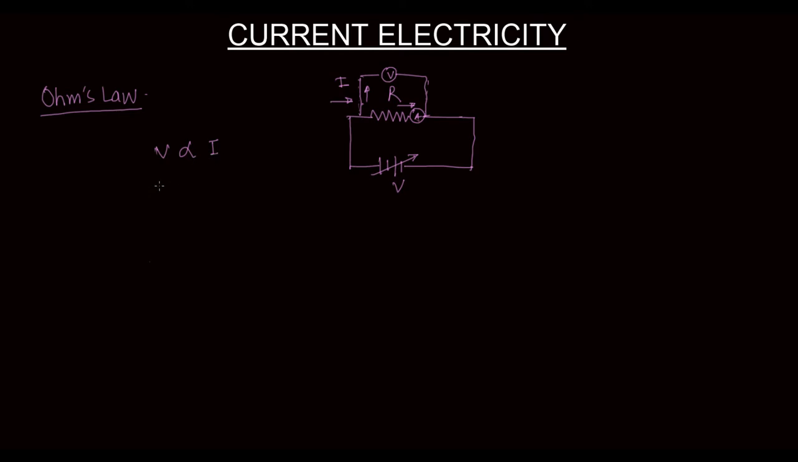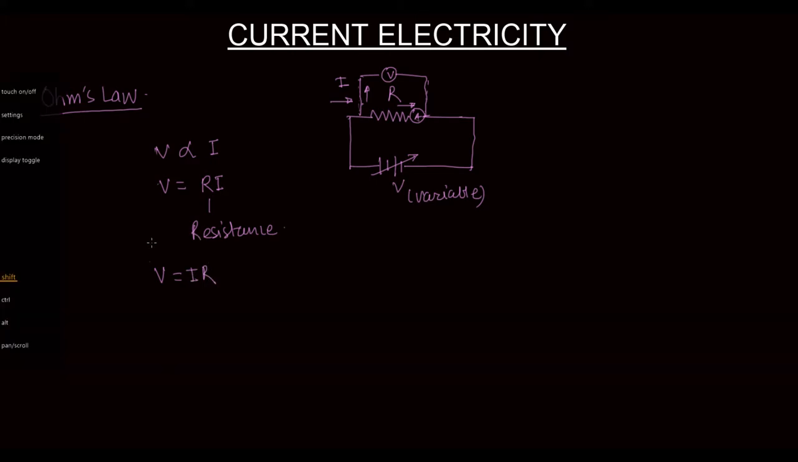So V is directly proportional to I, and when this proportionality goes, a constant pitches in that we call the resistance, right? This arrow shows that this voltage is a variable voltage, so you can vary it like the knob of a fan or something. You can vary this voltage, and this is called resistance. So this V is equal to IR relation that we have been taught in class 10th is what is called the Ohm's law, right?